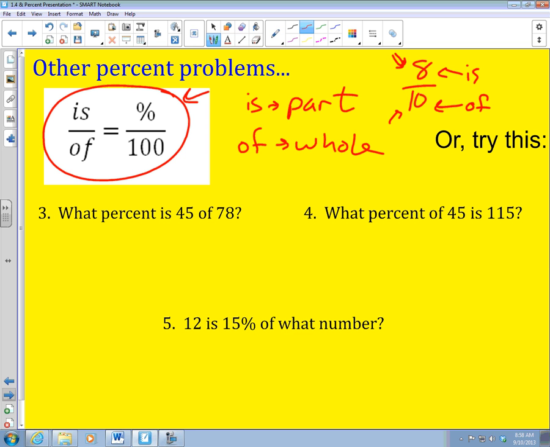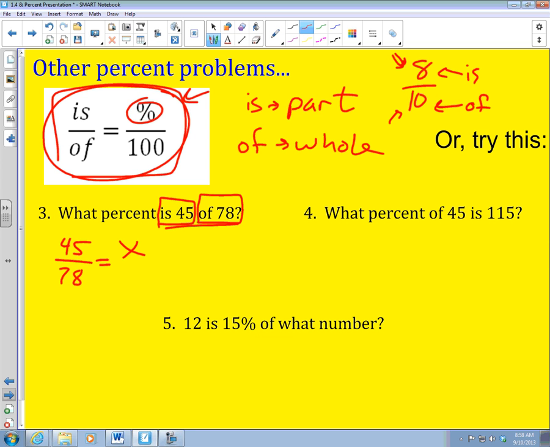For example, what percent is 45 of 78? Now, I don't have any percent symbols anywhere in here. So the 45 is my part because it's connected to the word is, and 78 is my whole because it's connected to the word of. So plugging this into the percent proportion, I'd have 45 is part of 78. I don't know what my percent is, so I'm just going to put x there, all over 100.